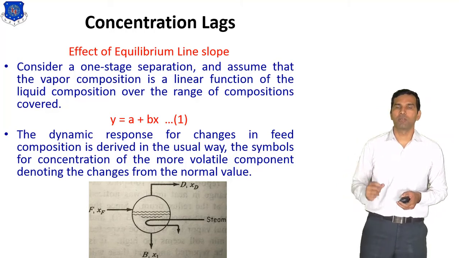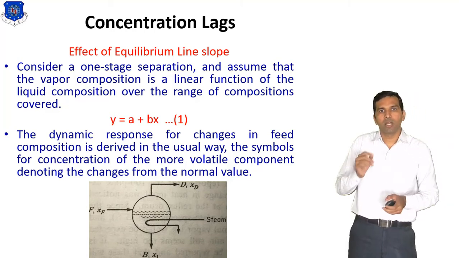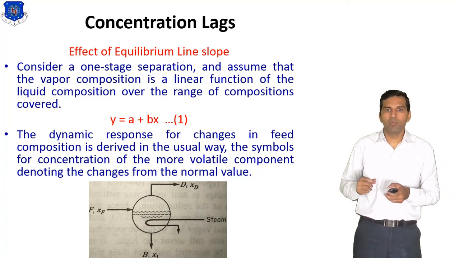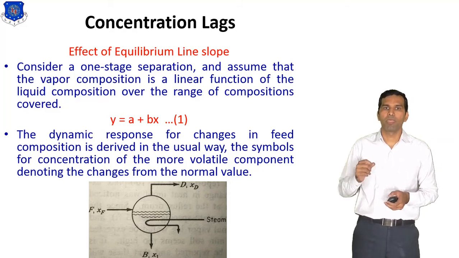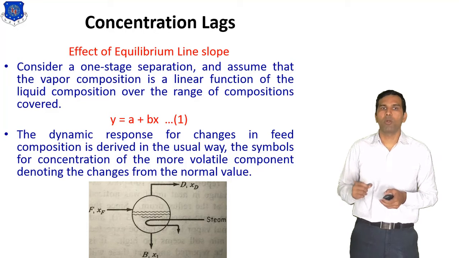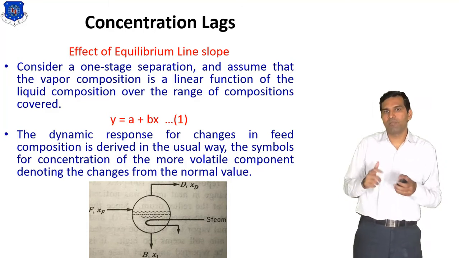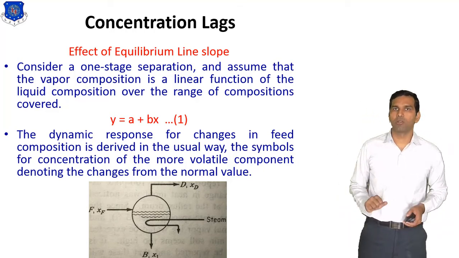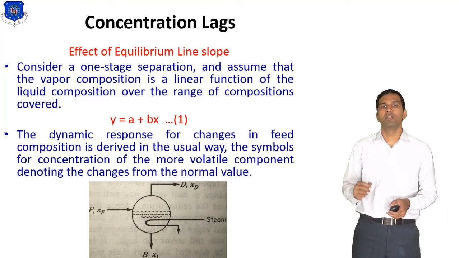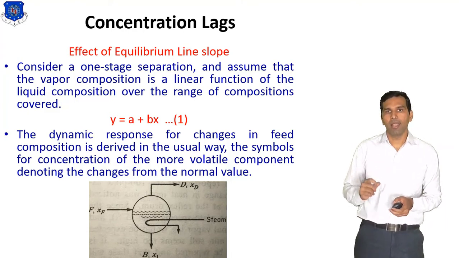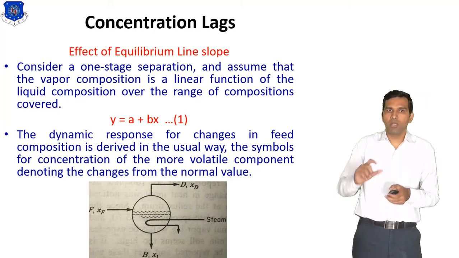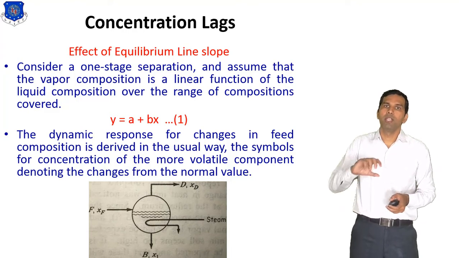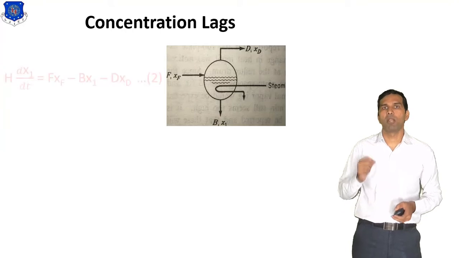The dynamic response for a change in feed composition is derived in the usual way. The symbols for the concentration of the more volatile component denote the change from the normal value.